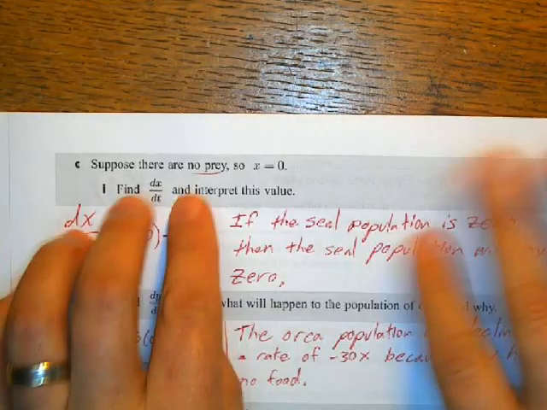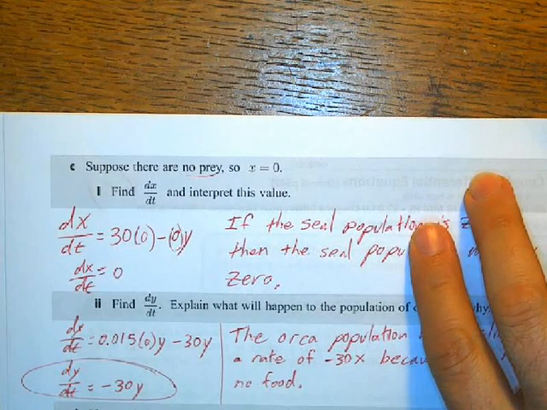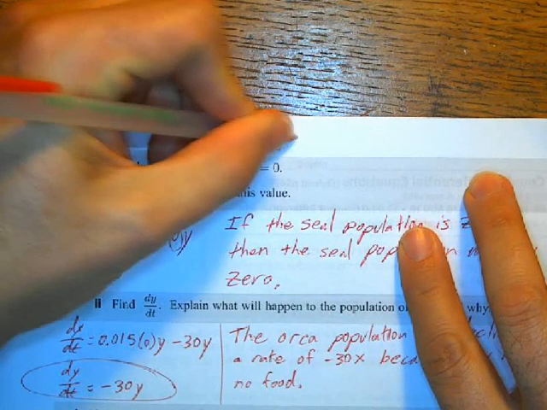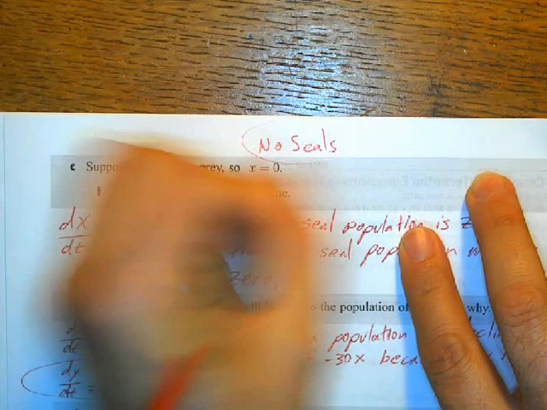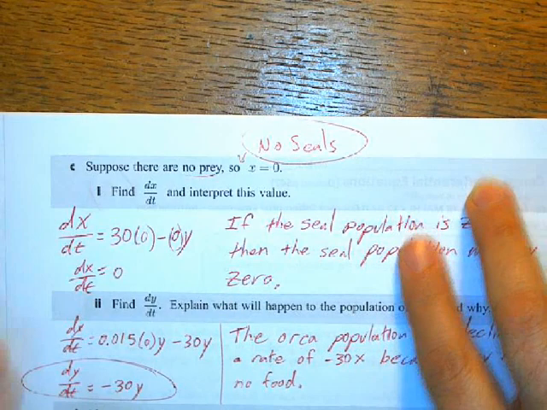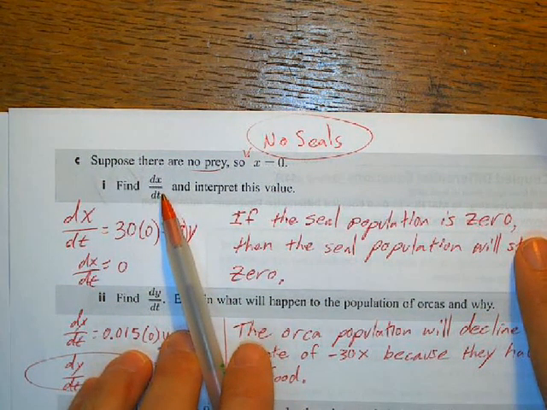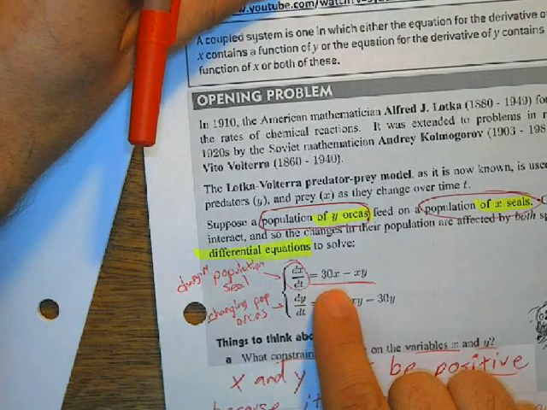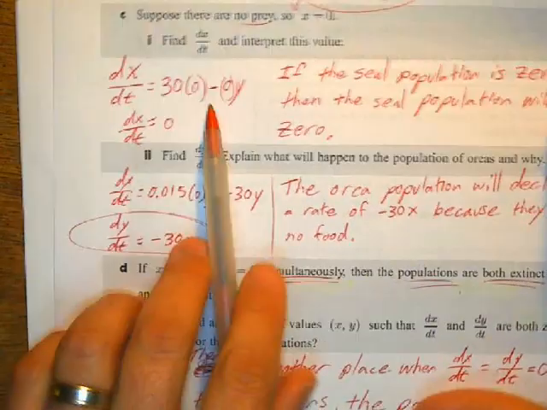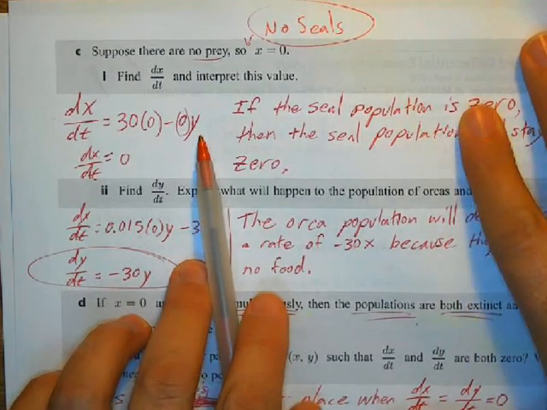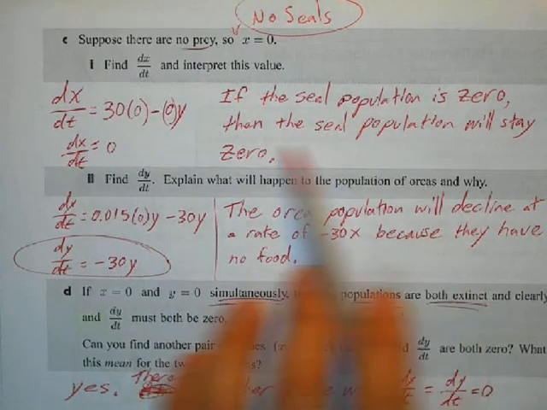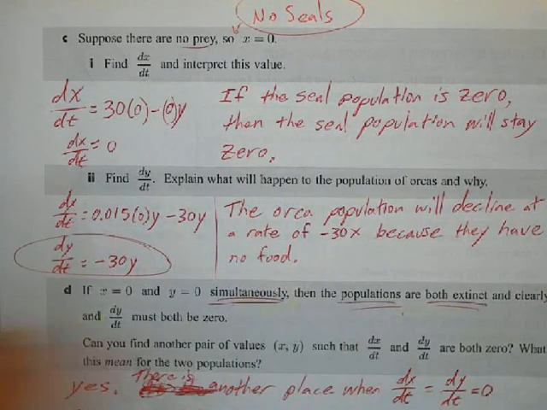Suppose there is no prey. Suppose there are no seals. Okay. So if there's no seals, then if I look at the change of the seals, if I look at this formula here, if x is 0, then I'm going to have 30 times 0 minus 0 times y. I'm going to end up with 0. So the population of the seals is 0, so the seal population is going to stay 0.